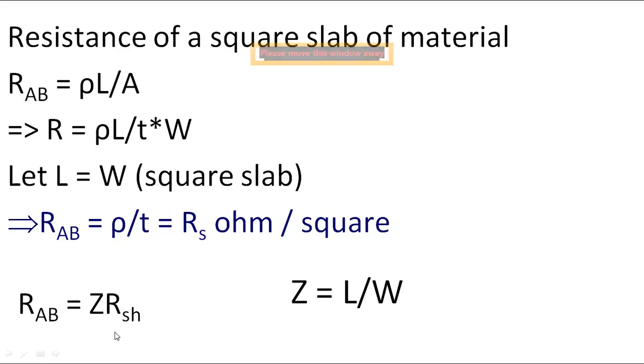Okay. When we say the resistance of a material, it is Z into Rs. Z is the length divided by width, Z is L by W. I am stressing this because for the calculation purposes we will take this L by W.